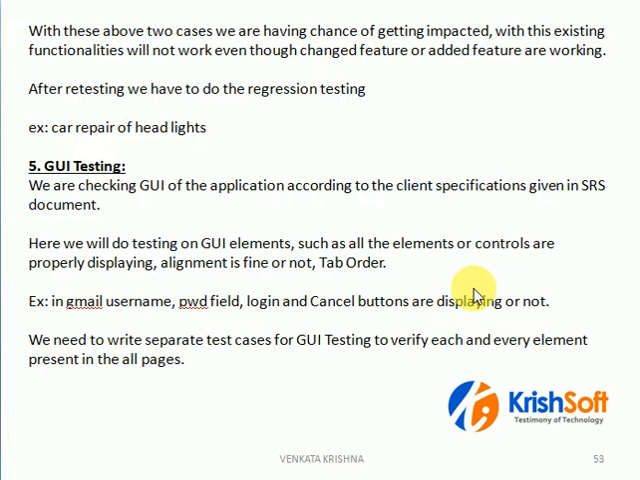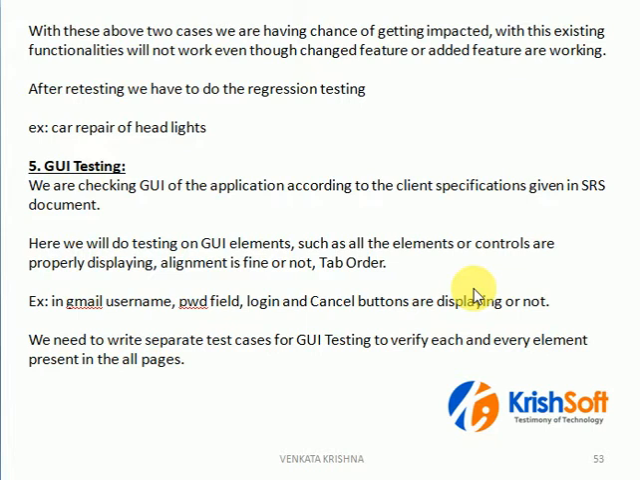We are going to verify only the existence of the controls, the existence of the elements, along with the alignment, and we are going to check the tab order also. So these things you are going to verify in GUI testing according to the client requirement, whether we have all the elements present in our page or not. All the pages we are going to verify. For GUI also, we write separate scenarios and test cases.